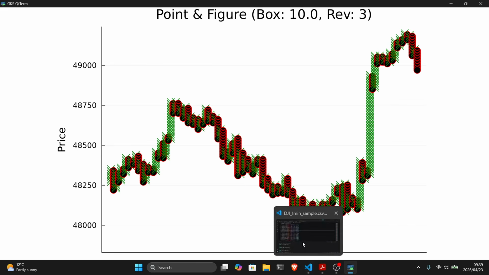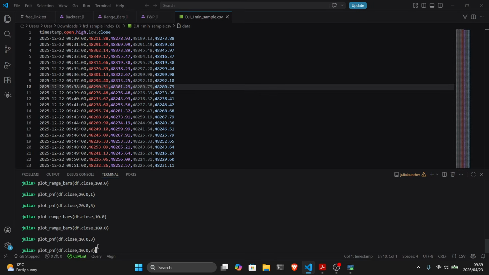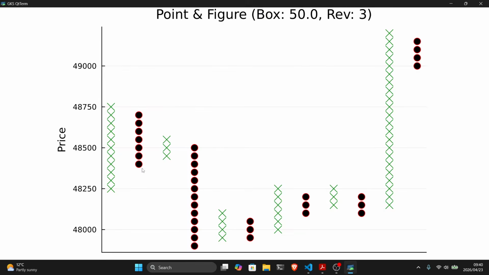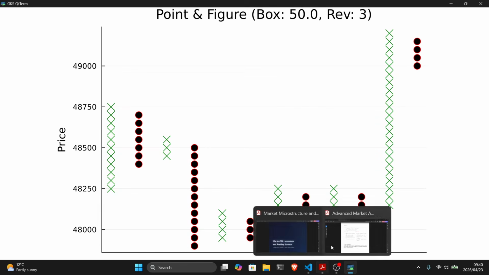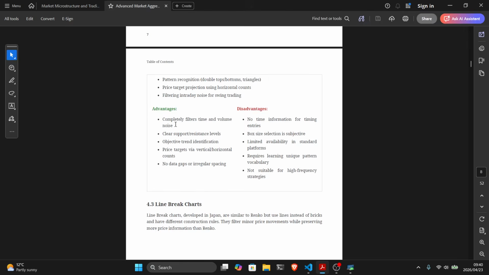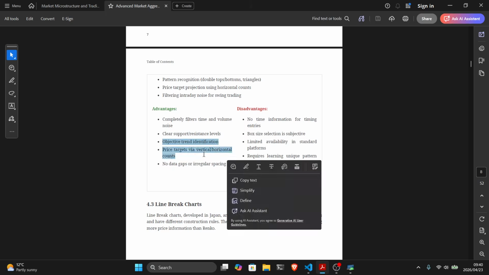Right now, let me change my box size. From a box size of 100, I'm going to jump to a box size of 50, right? $50 worth. Now, look at that. There's more clearer structure. And when you go back to the advantages, completely filters time and volume noise, clear support and resistance level, objective trend identification.